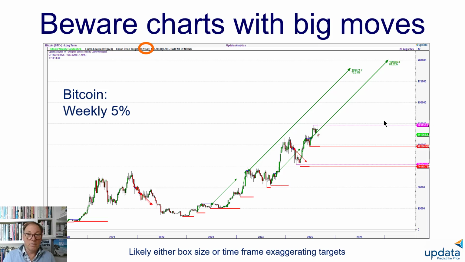Beware of charts with big moves. So, Bitcoin was a good example of this. We have big moves producing big upside targets. And again, this is a long-term chart. We put that on the chart. It's a weekly chart. So again, you have to be careful with that.